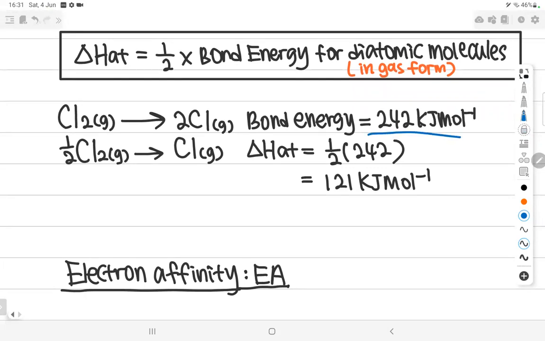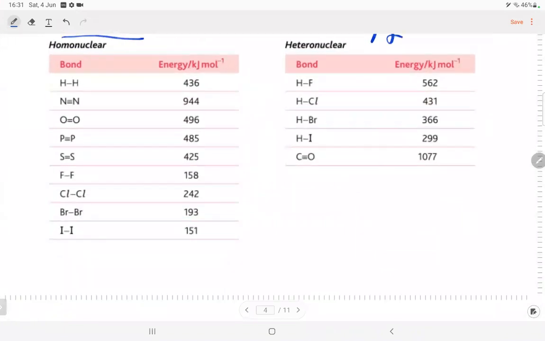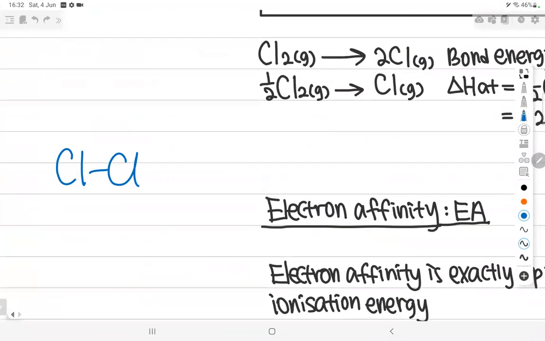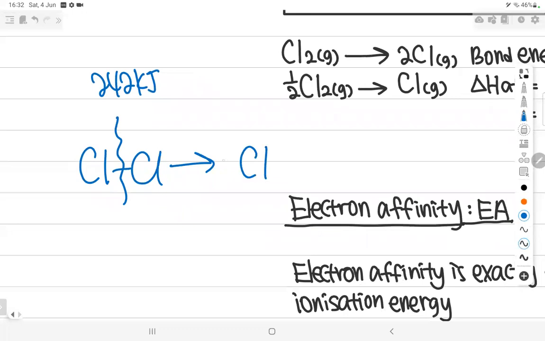Where do we get the energy from? You can get this from the data booklet. Let me show you here. You see, everyone? For chlorine, the bond energy is 242. So you need to use 242 kilojoules to break the chlorine. Now come back to here, everyone. Once I use 242 kilojoules to break the bond, what am I getting? I'm getting 2 moles of chlorine gas atoms, isn't it? I'm getting 1 and 2.